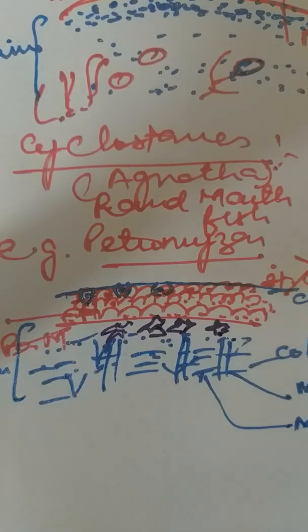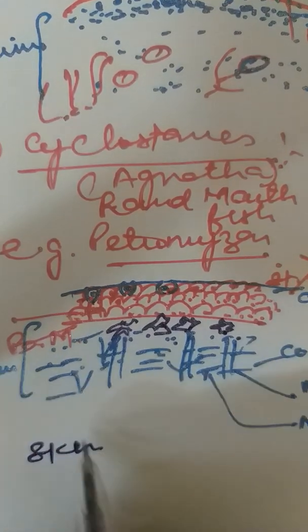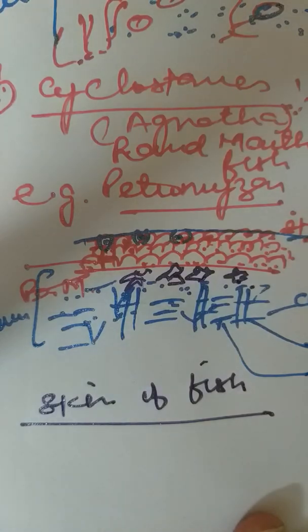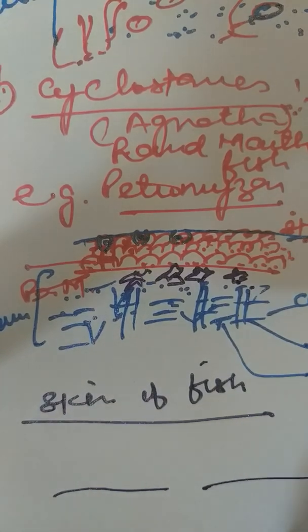Then we have the skin of fish. Fish integument is very similar to cyclostomes. The stratum germinativum contains almost cuboidal cells. So let's make it. These are the cuboidal cells.